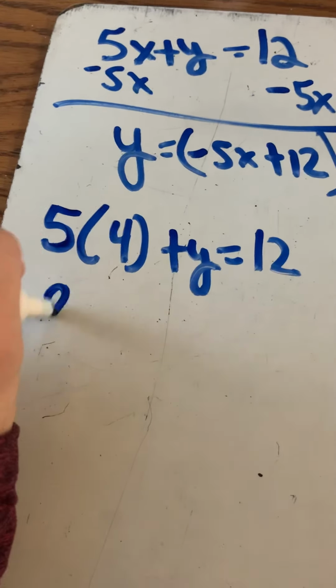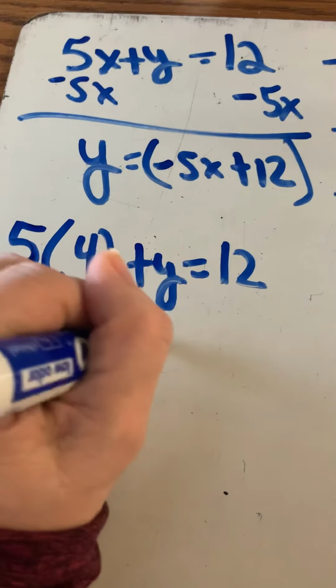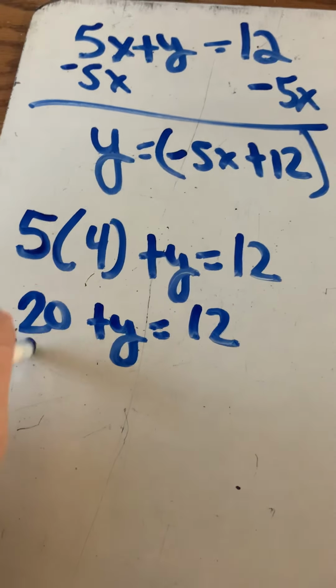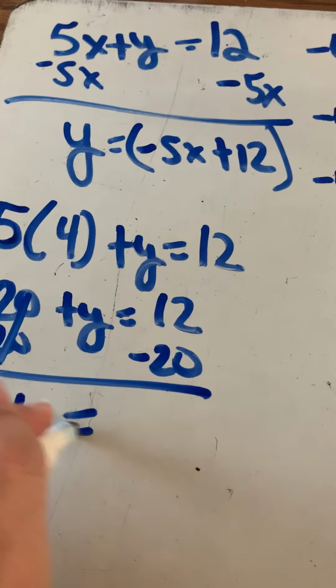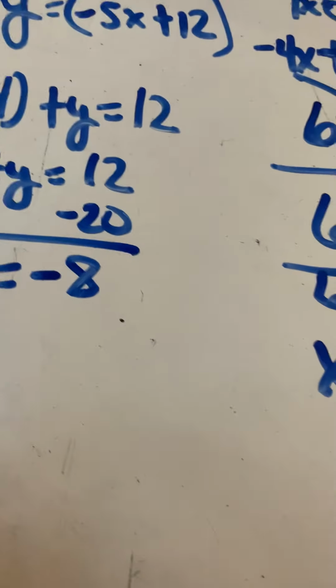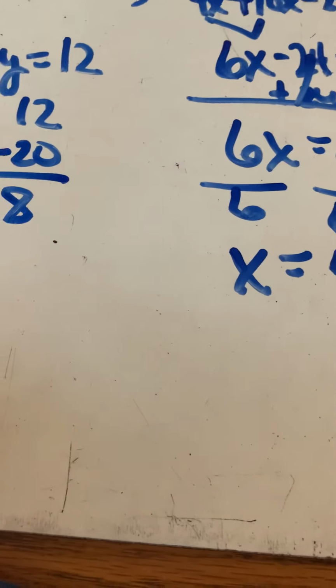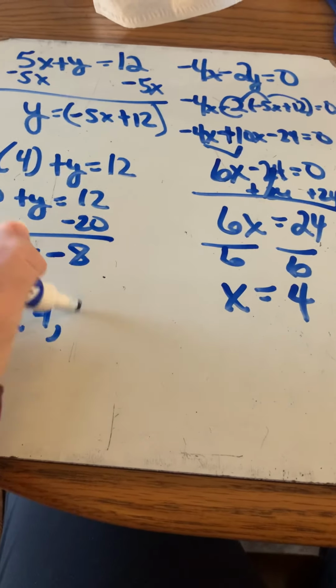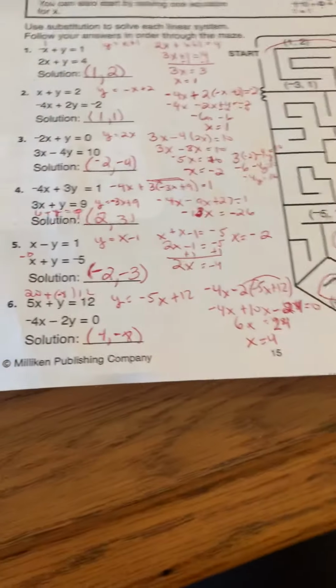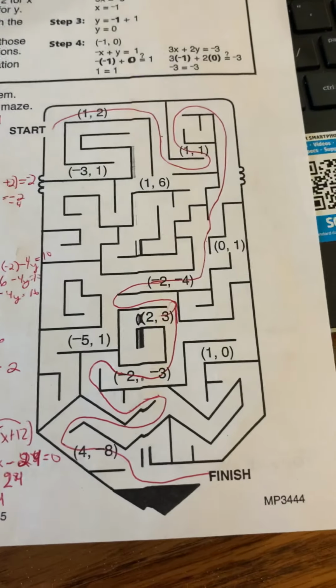That's going to be 20 plus y equals 12. Subtract 20 from both sides, and y equals negative 8. So my solution for number 6 is 4, negative 8. And that's what I got, and that's what's going to have you go through the maze.